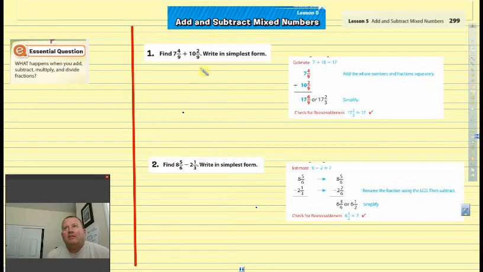Okay, that's the title. So a couple of things that you want to make sure that you have on your notes. Very, very important that you have a title. Put a page number on there. You could write the essential question: What happens when you add, subtract, multiply, and divide fractions? Today we are going to be adding and subtracting these fractions, but this time we are going to be dealing with these mixed numbers.